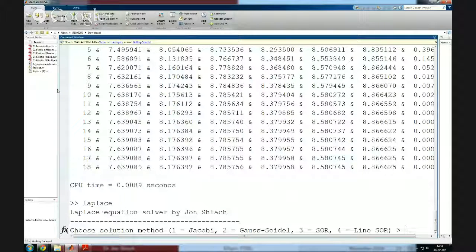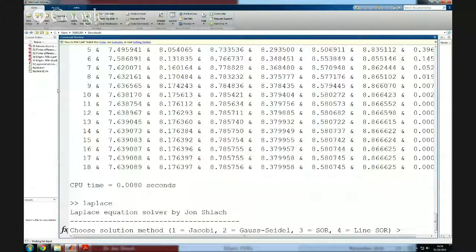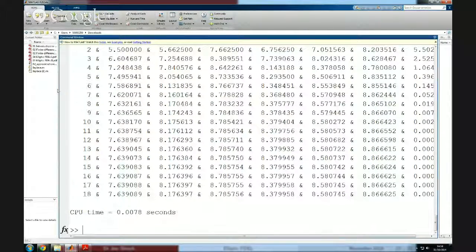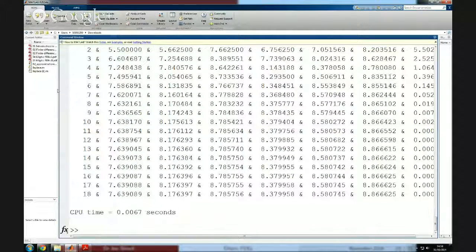Okay, so remember 0.0089, it's done it faster. Let's try it again. Done it faster still, what's happening? Okay, and again, 0.0067. You won't get the same CPU time again and again. What's happening is the operating system in this computer is saying, John's using a lot of MATLAB calls, let's throw in more resources. So that's why it's getting faster.